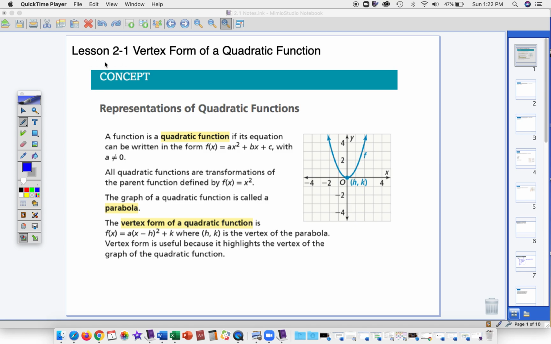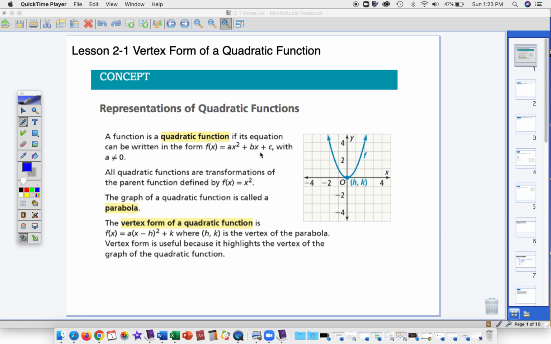Today we're going to do lesson 2.1 on the vertex form of a quadratic function. So part of this section will be review. We're going to look back at the form that we used when we talked about transformations. And you're going to learn how to change that form into this form that you see here, ax squared plus bx plus c. So there's different ways of writing a function.